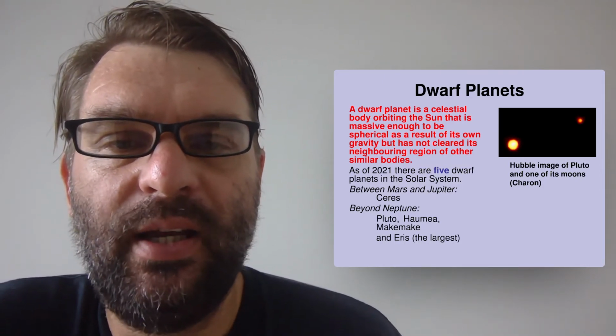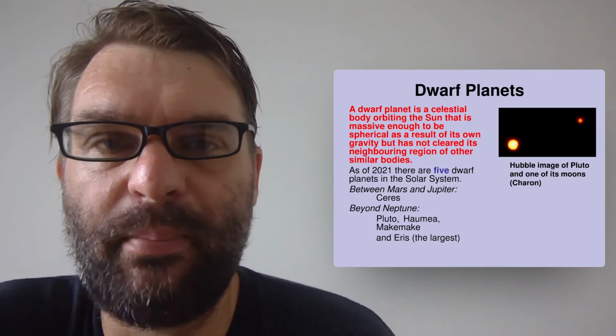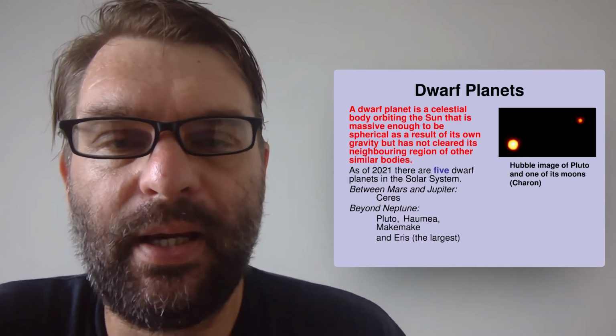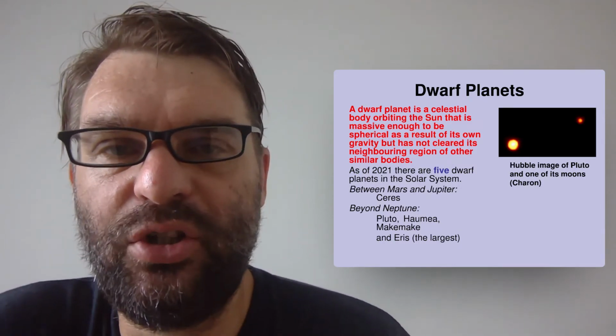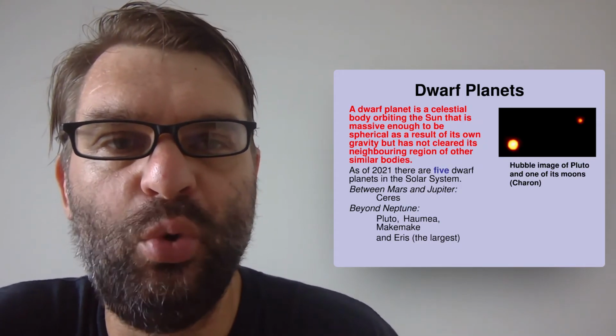There's Ceres, Pluto. When I was learning astronomy, Pluto was a planet, but now it's been moved into being a dwarf planet. Haumea, Makemake, and Eris, which is the largest of the dwarf planets. And there's a picture of Pluto there with one of its moons, Charon.